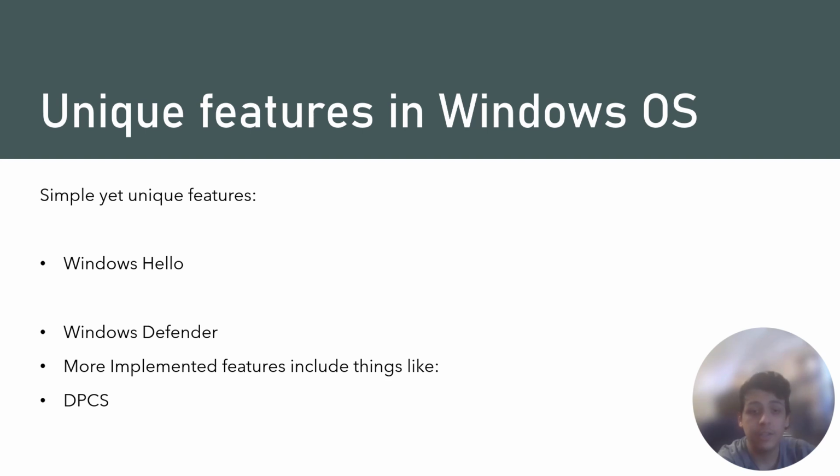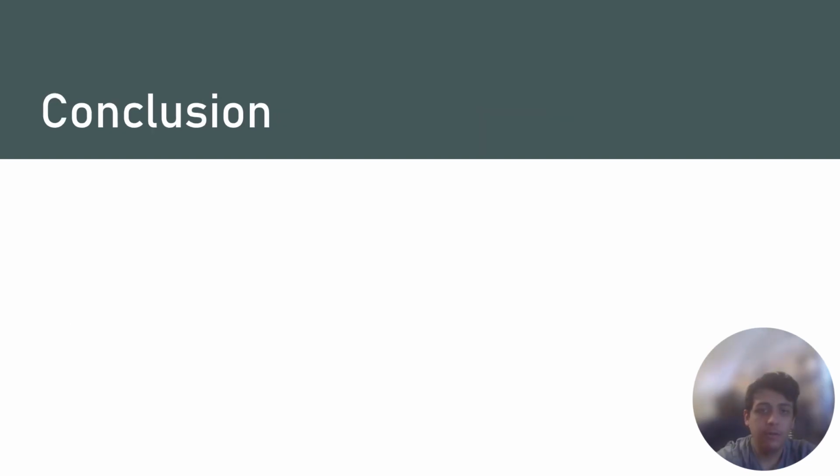And some more complex ones that we have discussed before are DPCs, which delay the less important tasks. Windows will postpone the low priority tasks, so urgent ones like handling hardware failures can run first. Okay, and with that we have come to the end of the video.